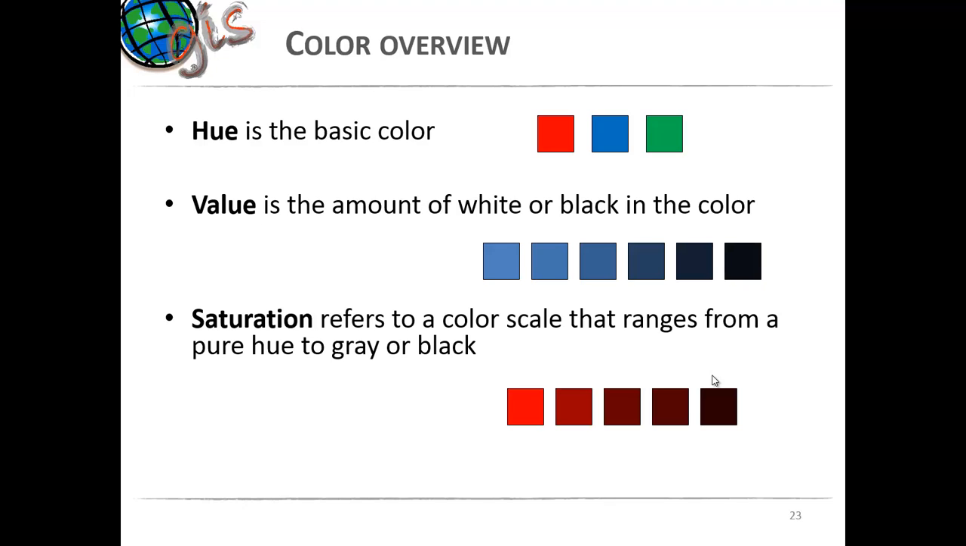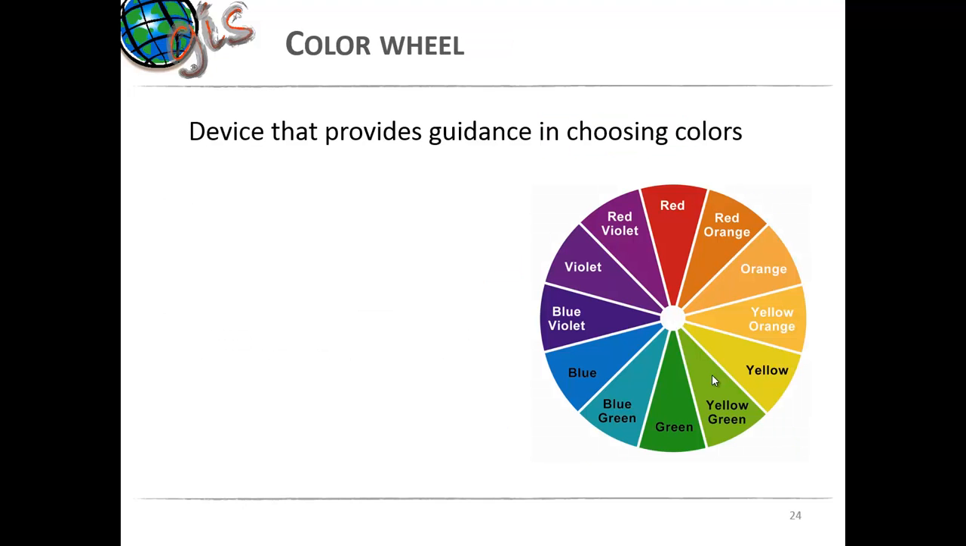So when somebody talks about hue, value, or saturation: saturation refers to a color scale that ranges from pure hue to gray or black, and value is the amount of white or black in the color. So it's a little important. It's not absolutely critical, all this stuff, but I threw it in there because it could come in handy at some point. So the color wheel is extremely useful in choosing colors.